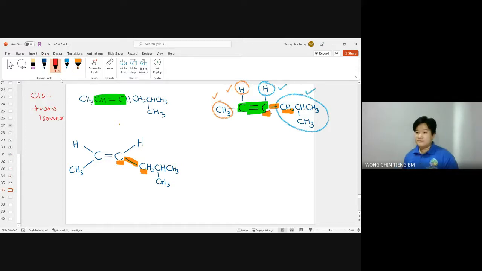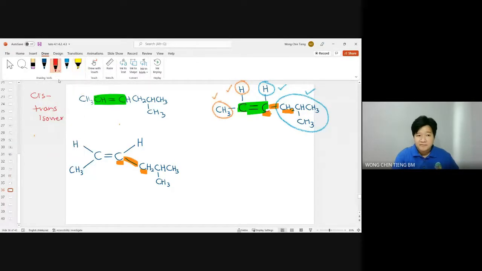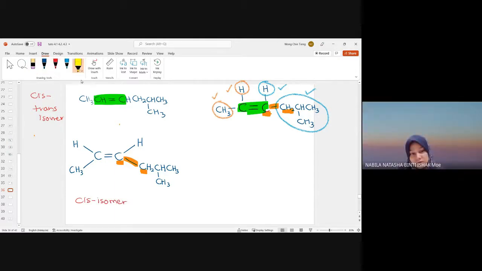Cis or trans? Cis. Why cis? Yes, cis isomer, betul. Why? Hidrogen dua-dua duduk atas. Same side. Okay. Dan remember isomer always a pair. Pasangannya tak ada lagi. We want to draw the trans, betul?